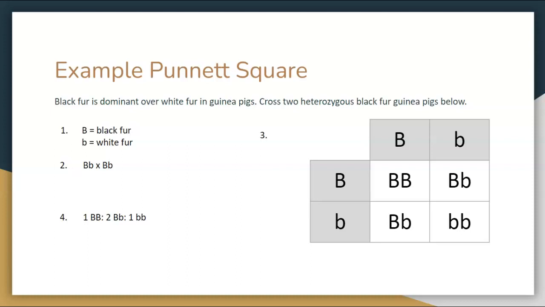And then for my phenotypic ratio, I have to look at what these genotypes mean. How many of these are going to show up as black fur, and how many are going to show up as white fur? That's what the phenotypic ratio is asking. In this case, I have 3 black fur and 1 white fur. Any offspring that has a capital B is going to show as black fur, and the one genotype that has little b will be white fur.